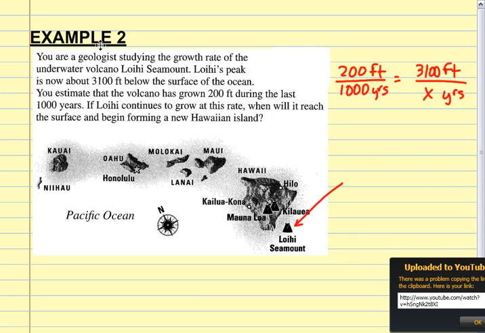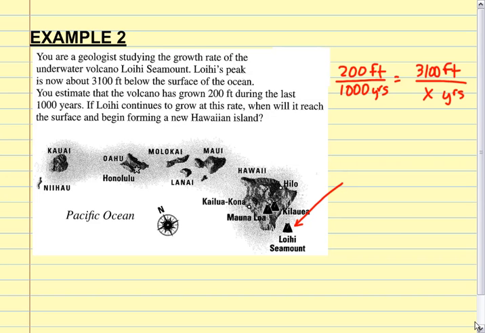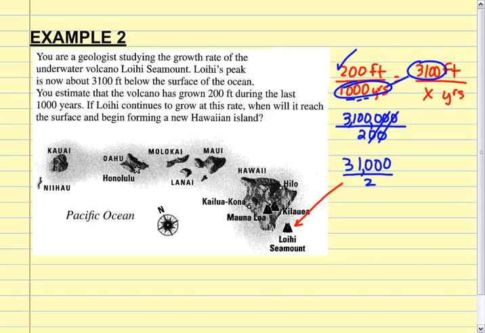Now, I definitely want to cross multiply here to find out what x is. So I'm going to do 3,100 times 1,000. So let's see, that's 3,100 with 1, 2, 3 more zeros. Okay, so that's 3,100,000. And then I need to divide that by the number left over. That's 200. Now remember, when I have terminal zeros, that is zeros at the end of a number, they cancel out. Those just go away. So now I've got 31,000 divided by 2.